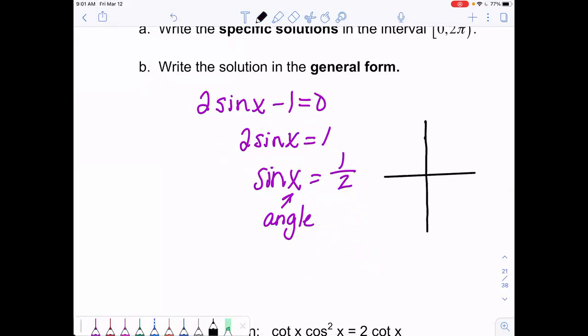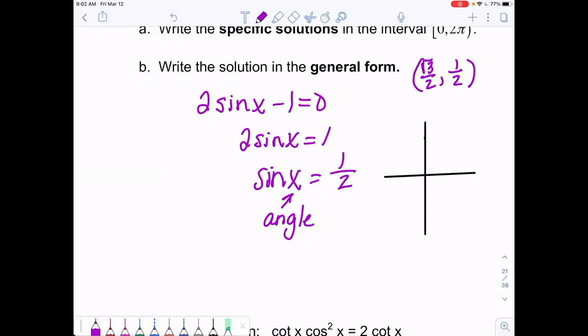So I'm going to make a little XY axis here. We need to think about the sine, and the sine being equal to 1/2. Remember, sine is y. So my y value is 1/2. If the y value is 1/2, what's the x value? √3/2. Okay.